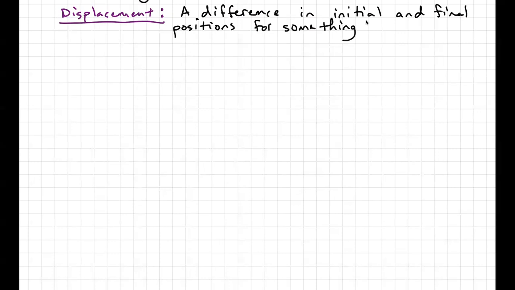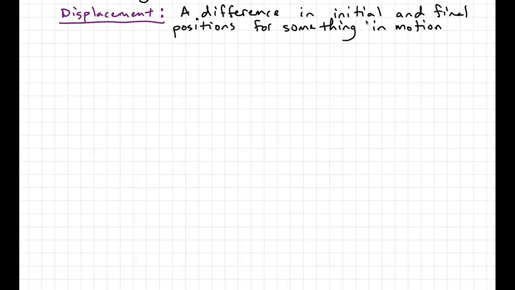So what do we mean initial and final? We mean if we start somewhere, that's our initial position. If we travel somewhere else, that might be our final position. And then the displacement would be the difference between those starting and ending points.